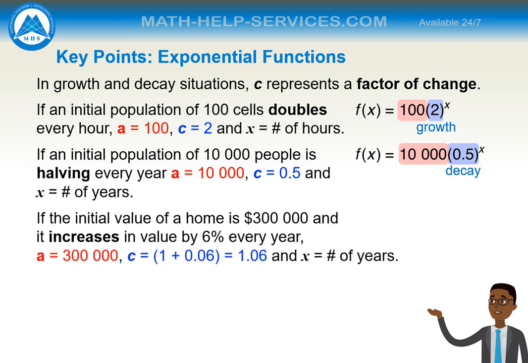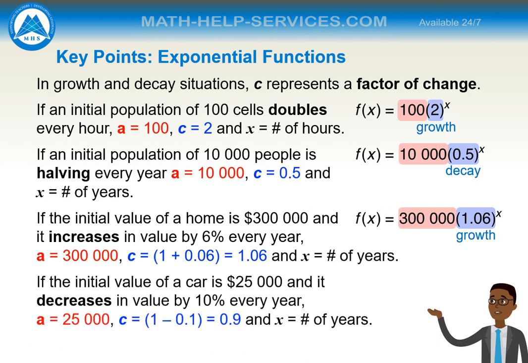If the initial value of a home is $300,000 and it increases in value by 6% every year, well then a would be 300,000, c would be 1 plus 0.06, which is 6% as a decimal, and x is the number of years. Here would be the function to model that. Notice, since the c value is greater than 1, we have growth.